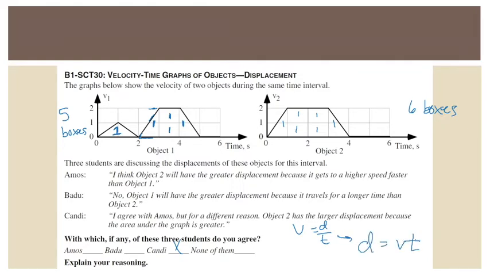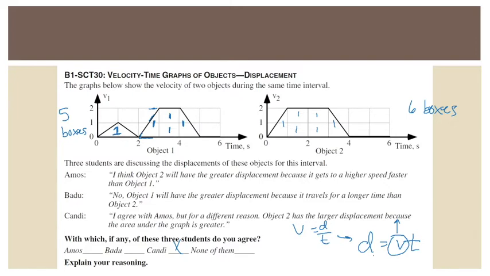And notice, Amos is saying, well, object 2 goes farther because the speed is larger. Well, the speed is larger, but the speed is only part of it, right? If you go 100 miles per hour and I only go 10 miles per hour, but you go 100 miles per hour for 1 minute and I go 10 miles per hour for 5 hours, I go farther. It's not just about the velocity. It's about the velocity and the time.